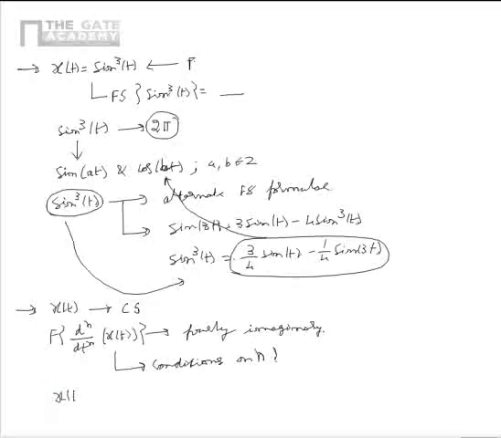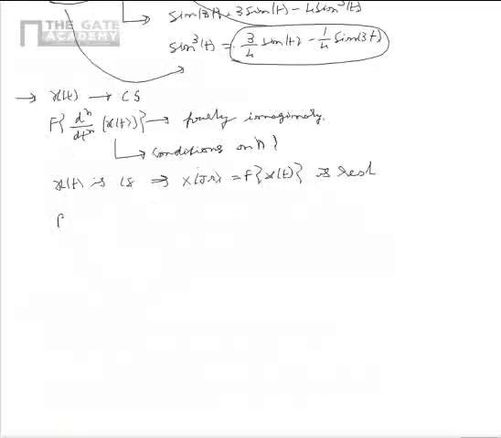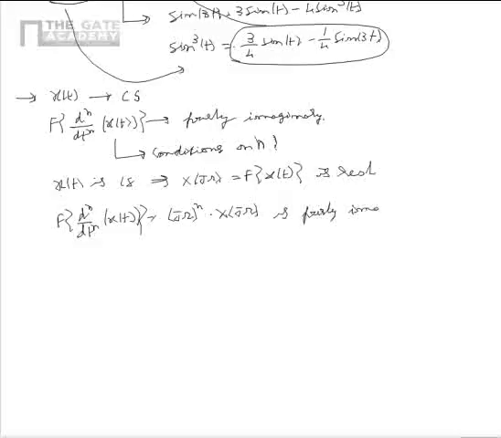Please note that as x of t is conjugate symmetric, x of j omega, that is the Fourier transform of x of t, is real. So from this we can say that the Fourier transform of d n by dt n of x of t is equal to j omega whole power n multiplied by x of j omega. But it is given that this Fourier transform is purely imaginary.